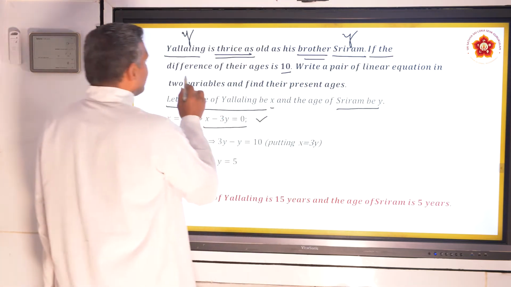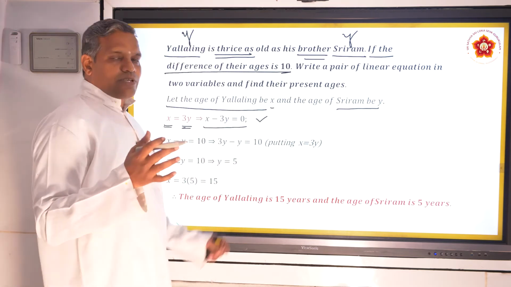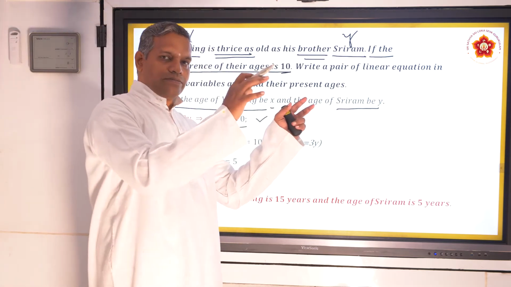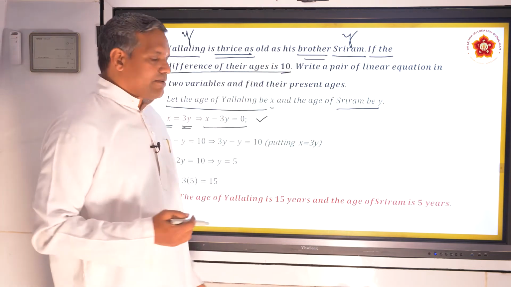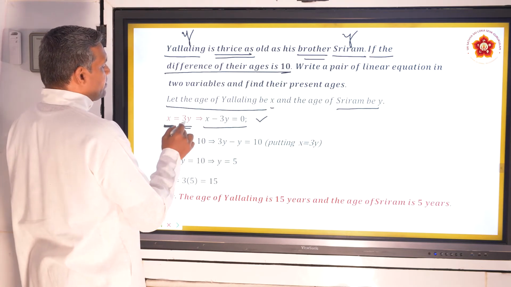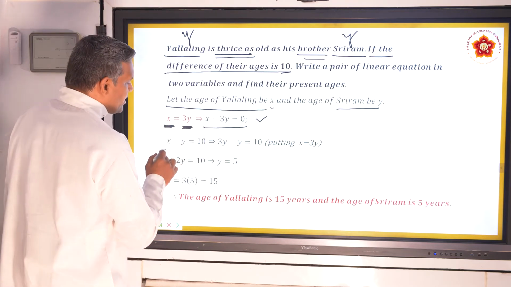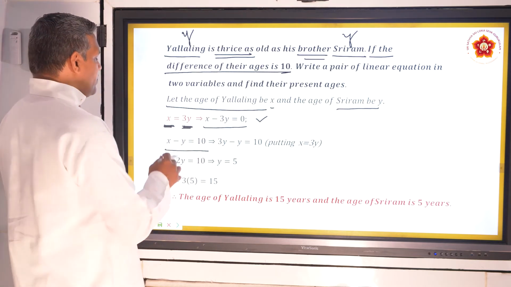If the difference of their ages is 10. Difference means always you subtract the smaller age from the larger age. Who is elder, from him you subtract the younger person's age. So now who is elder? Of course Yellaling. Who is younger? Of course Sri Ram. So x minus y, not 3y, x minus y is 10. That is another equation. So you got this equation.